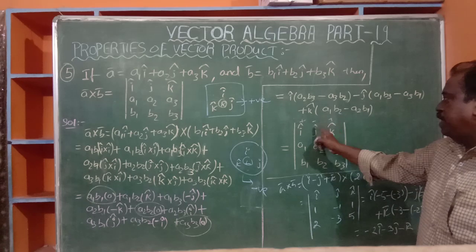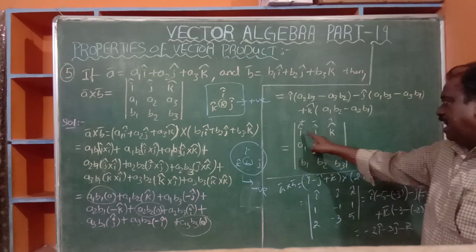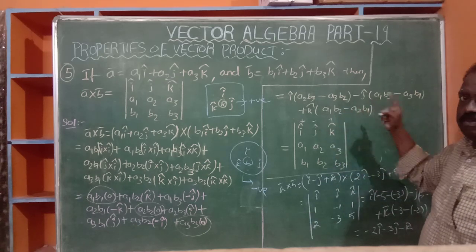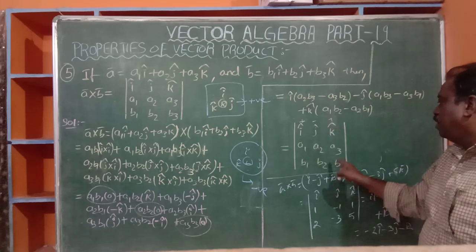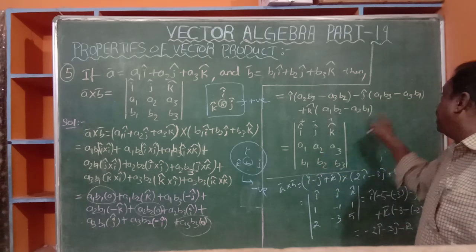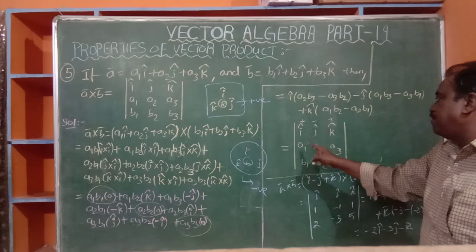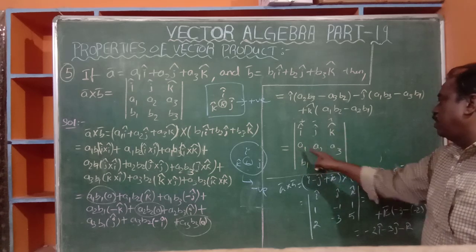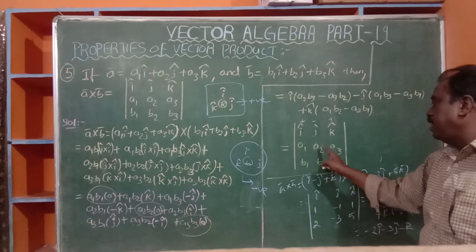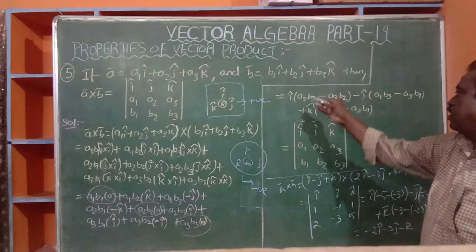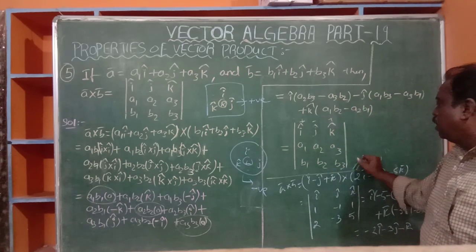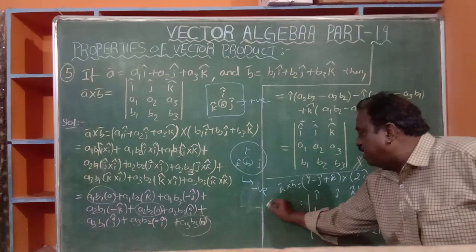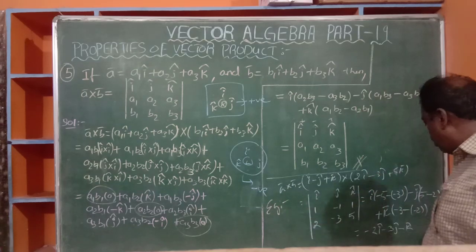This concept, the plus minus plus. I of A2 B3 minus A3 B2. Okay? Minus J of A1 B3 minus A3 B1. Okay? Next, K: K is lying in the first row and the third column, so you delete that one, A1 A2 B1 B2. A1 B2 minus A2 B1 is there. So this expression is nothing but this one. Okay? So A bar cross B bar, I already gave one example. You take this example also. This is the result.